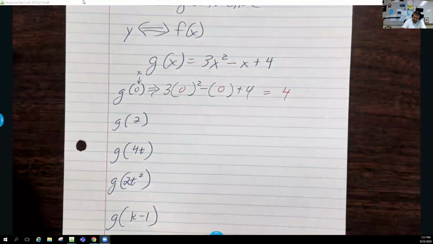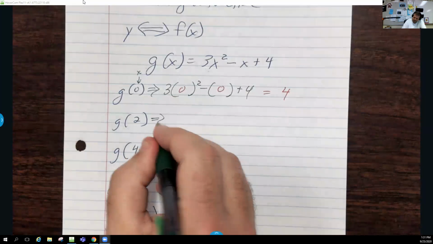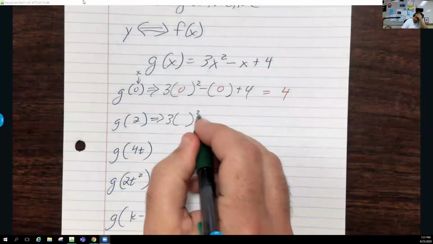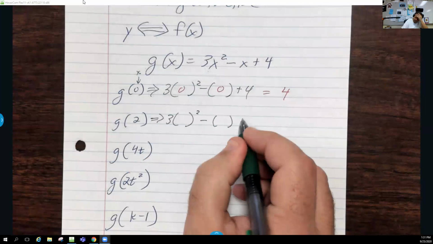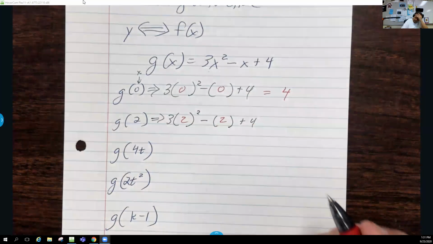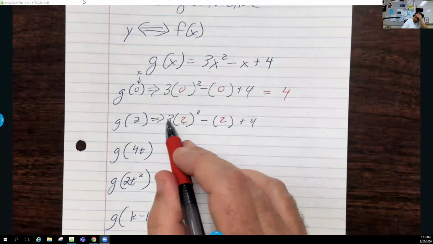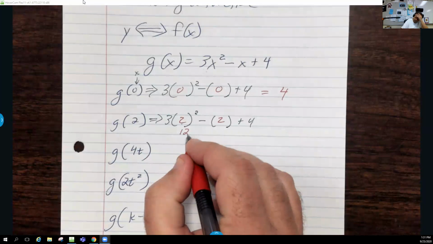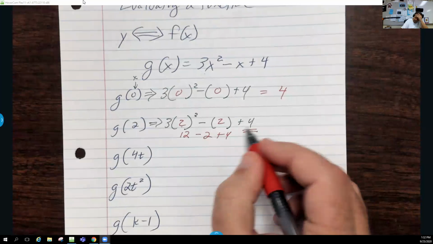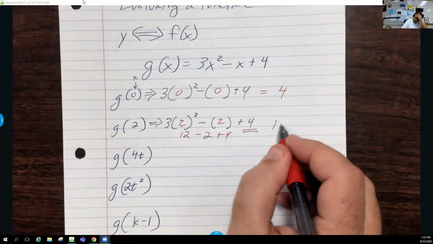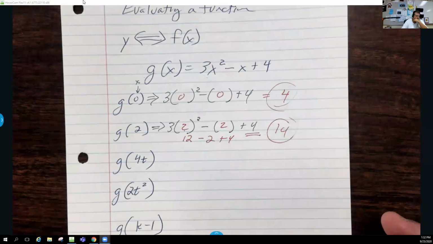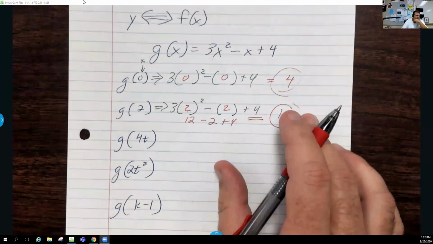Okay? So we do it again. You take a second. If you want to pause, try this one. It's going to be 3 times parentheses plus 4. Inside the parentheses is a 2. See, that's 4. 4 times 3 is 12. Minus 2 plus 4. So the whole thing is 10 plus 4 is 14. Simple as that. Okay, now what happens if I put a variable in?